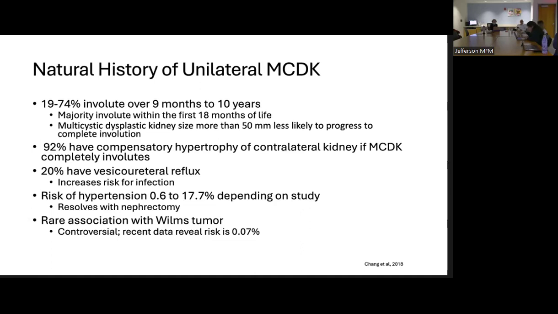And then there is a risk of hypertension. It's a wide range depending on the study, anywhere from less than 1 to up to 17%. This can be resolved with a nephrectomy, but we'll get into how that's rarely done. And then there's a rare association with Wilms tumor. This is incredibly controversial. Recent data actually say the risk is way less than 1%.